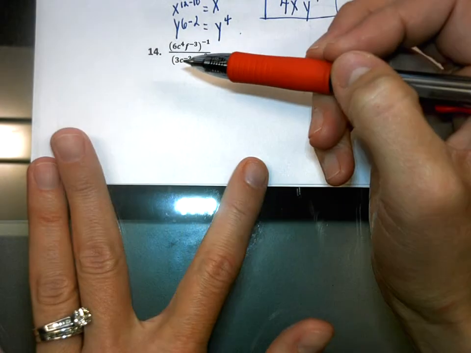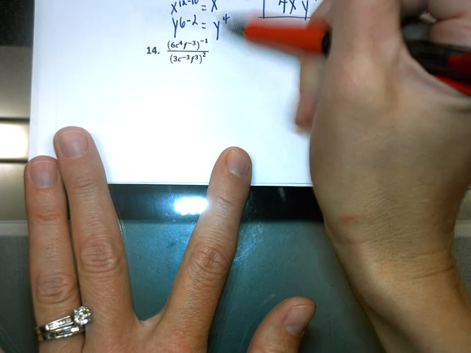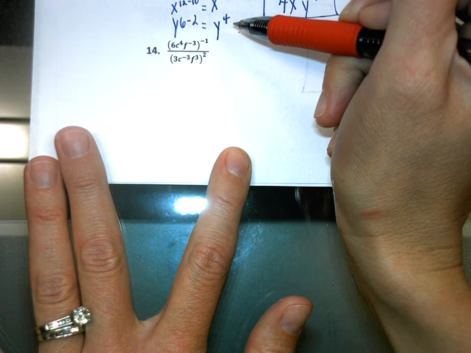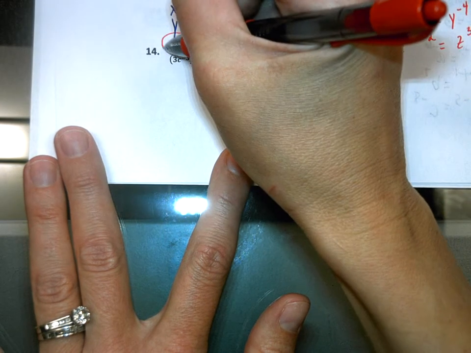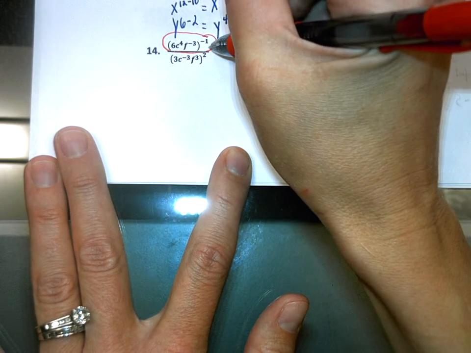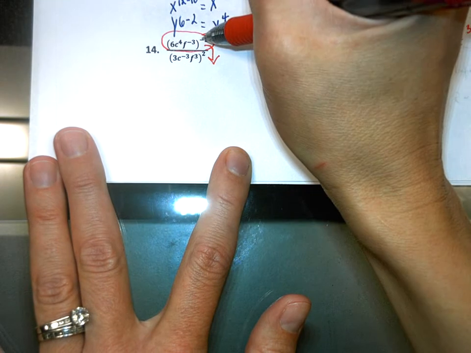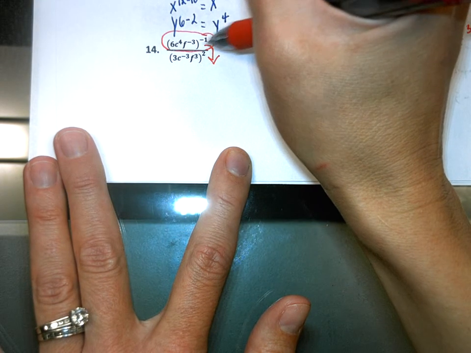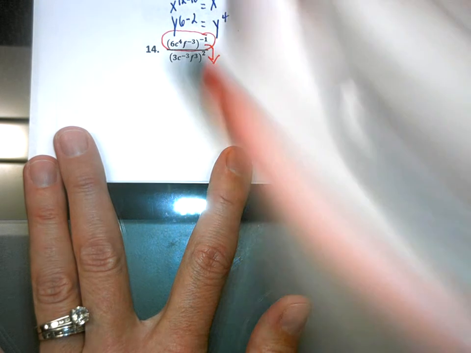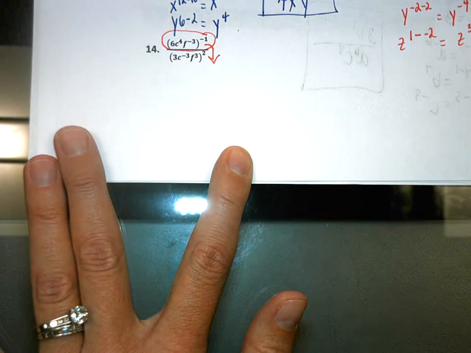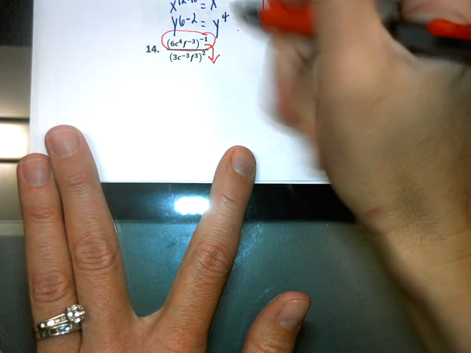it gets sometimes confusing. So do you see how this whole parenthesis has a negative exponent? If I take this whole parenthesis, just like how we did with the fractions, I can take the whole parenthesis, move it to the denominator, and when I do that, it changes that negative exponent to a positive. Okay? So I'm going to go ahead and move that.